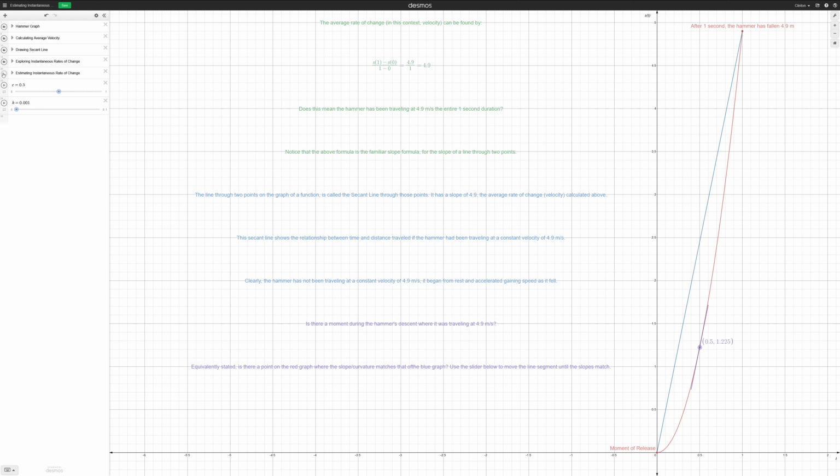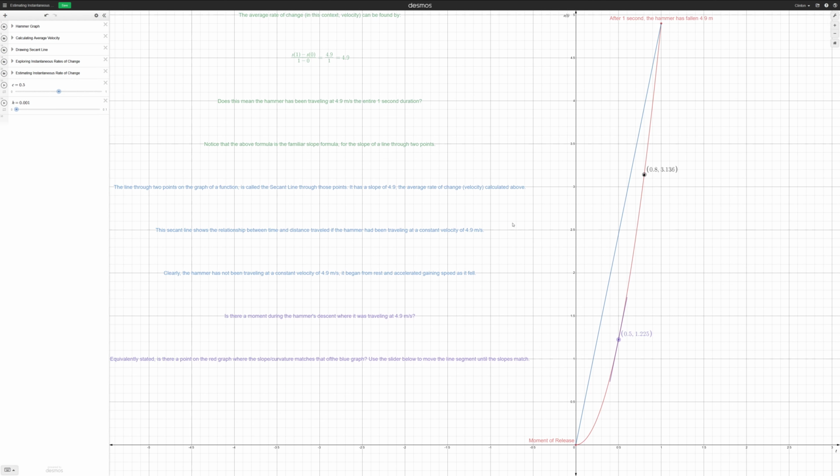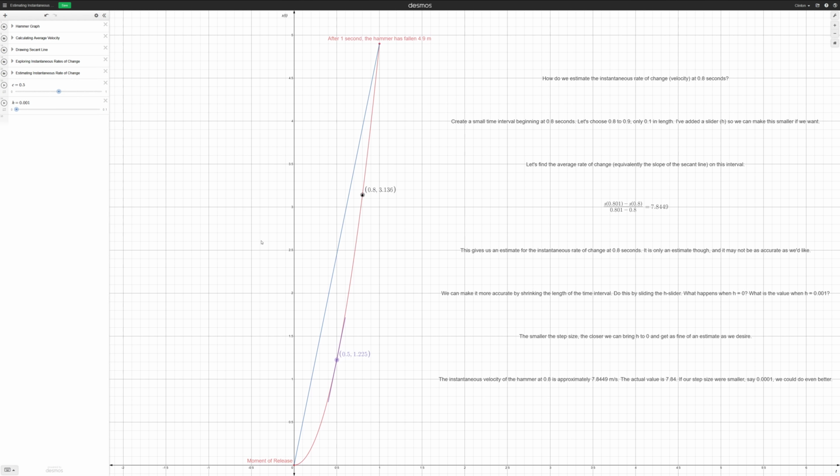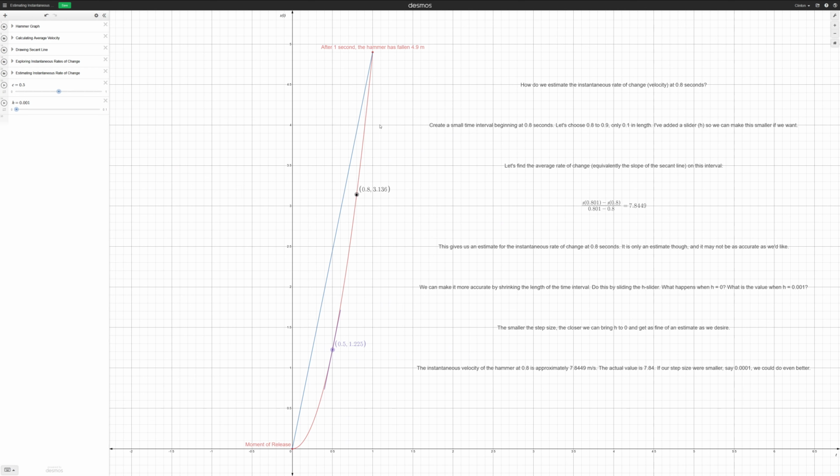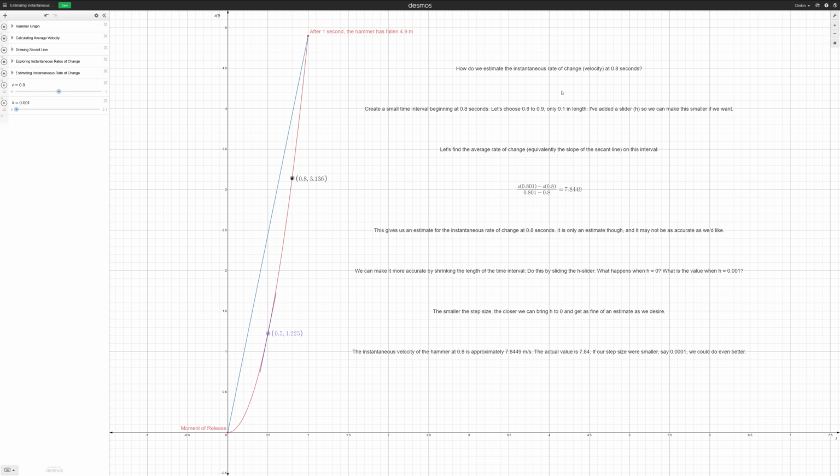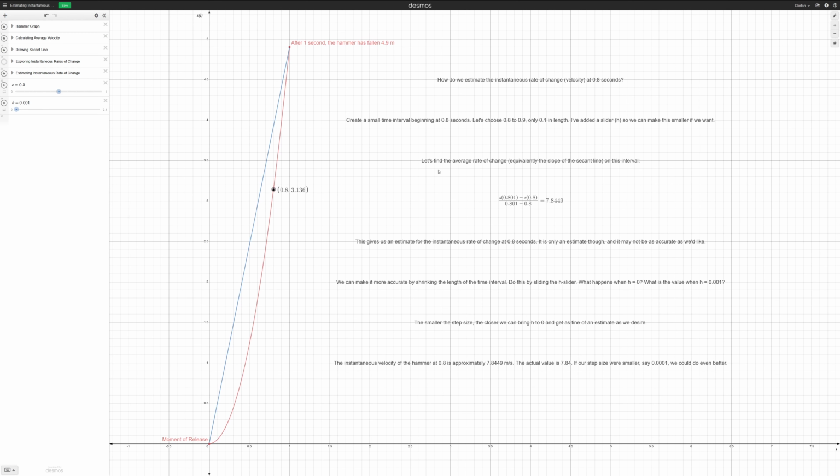All right, let's move on to what we want to do now, which is the question posed in example 1. So how do we estimate the instantaneous rate of change, what the actual instantaneous velocity is at 0.8 seconds? I'm going to turn off this exploring, so we don't need to look at that purple thing. We're just going to look on this side now.